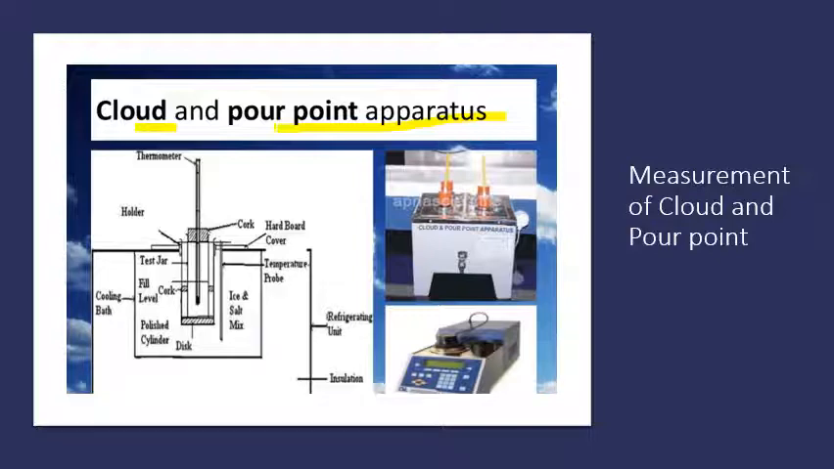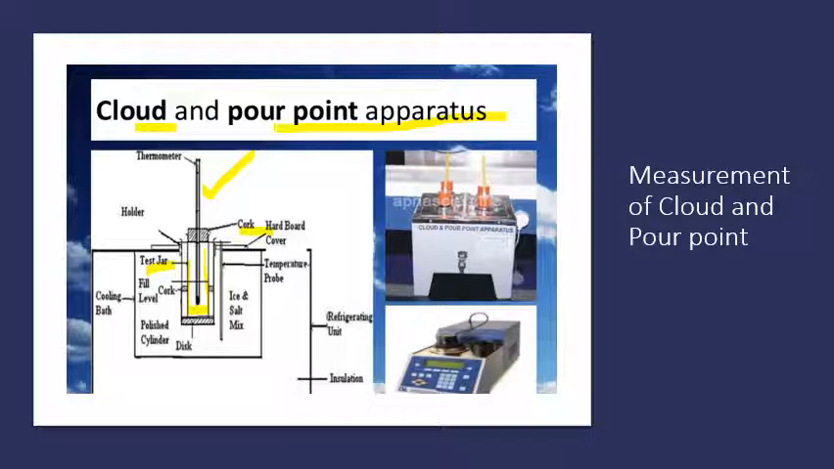It consists of the flat bottom tube, which is also called the test jar, and in this we take the oil sample for which the cloud and pour point should be determined. A cork is fixed in this test jar, through which the thermometer is attached. So this is the first part of the apparatus, that is the flat bottom tube or the test jar, in which we take our oil sample and the thermometer to record the temperature. And this flat bottom tube is put in another jar that is empty, that is the air jacket.